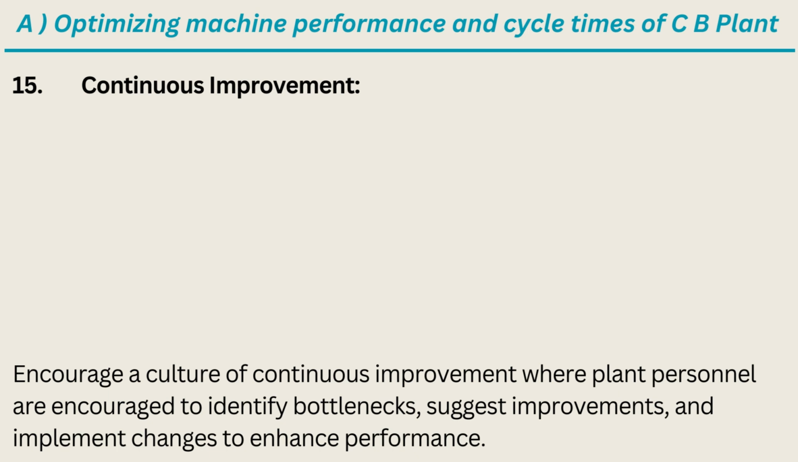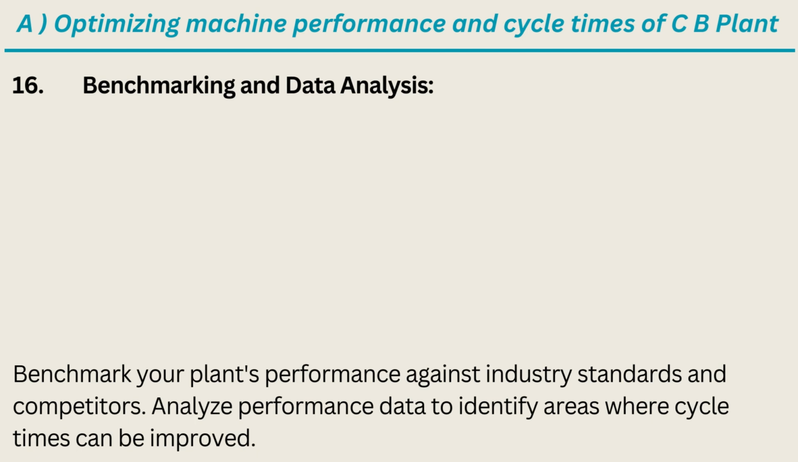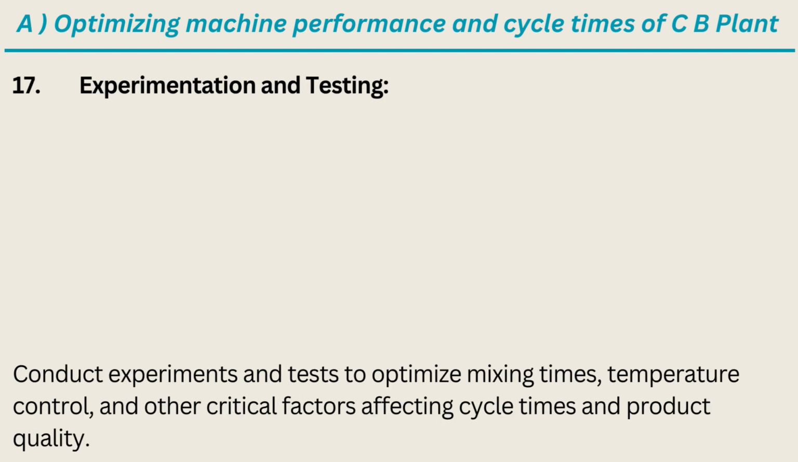15. Continuous improvement. Encourage a culture of continuous improvement where plant personnel are encouraged to identify bottlenecks, suggest improvements, and implement changes to enhance performance. 16. Benchmarking and data analysis. Benchmark your plant's performance against industry standards and competitors. Analyze performance data to identify areas where cycle times can be improved.